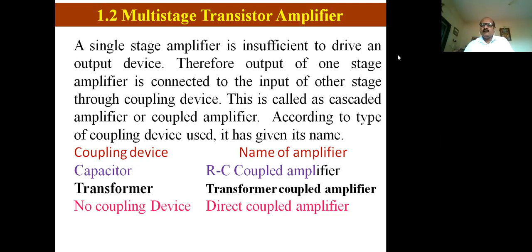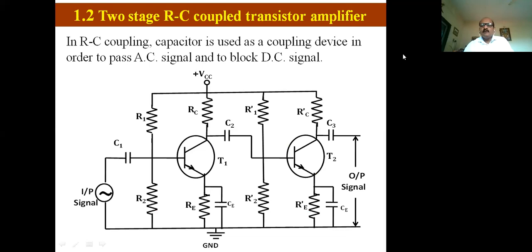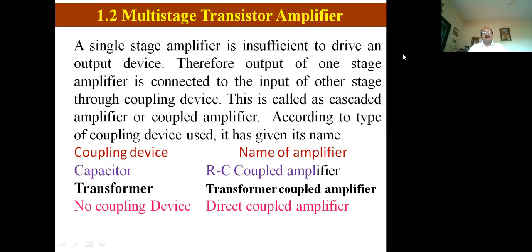Now here we have to say that we know the amplifier circuit. In BSc part one we first saw the amplifier circuit. That means there is a voltage divider bias circuit, collector resistance, emitter resistance, voltage divider resistance. This circuit also acts as an amplifier circuit. Now this amplifier circuit is insufficient to drive the output signal.